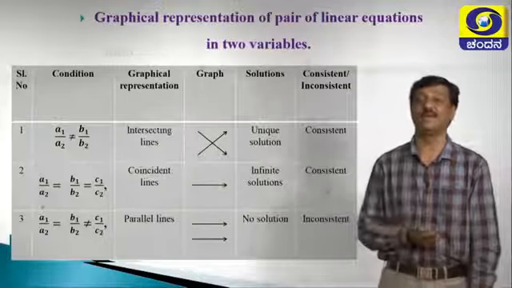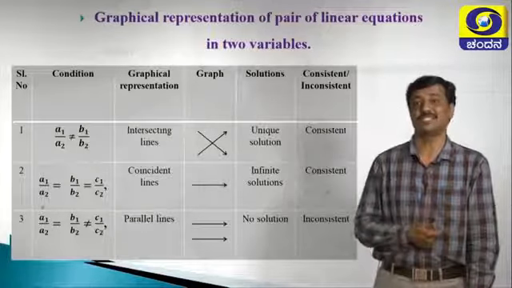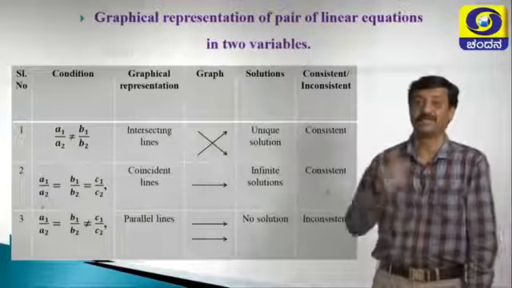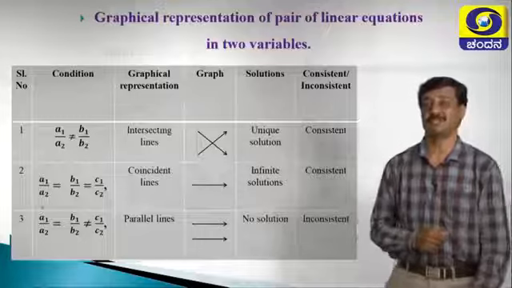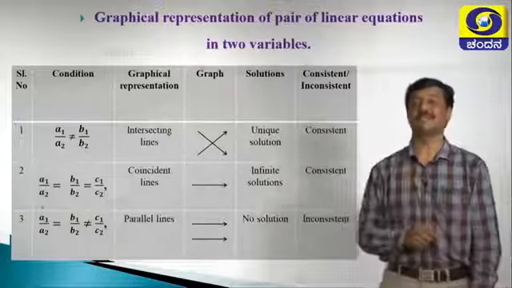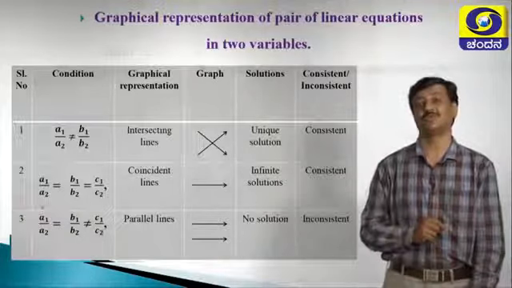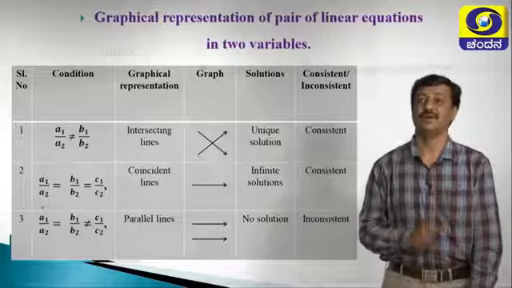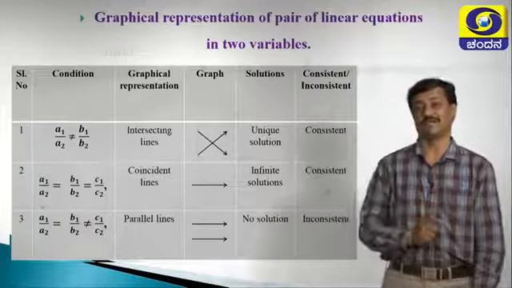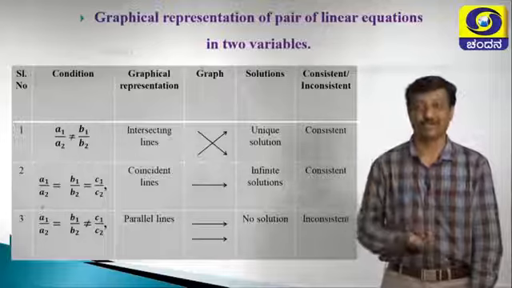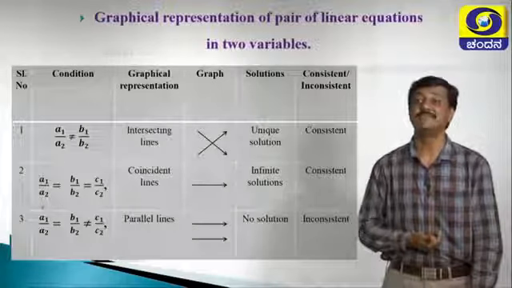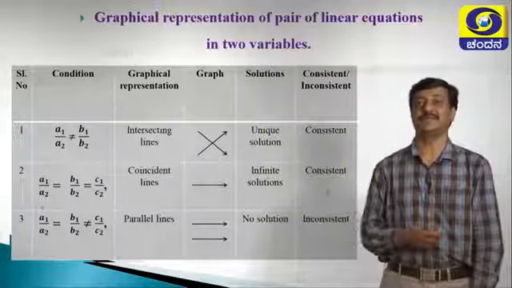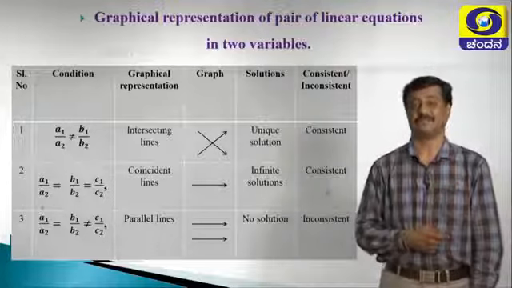The two lines intersect each other. You can see the fourth column, the lines intersect each other. If that is the case, there exists only one common point for the two lines. Hence, you will have only one solution for the pair. If there exists a solution, then the pair has consistent equations. We say that the pair is a consistent pair.